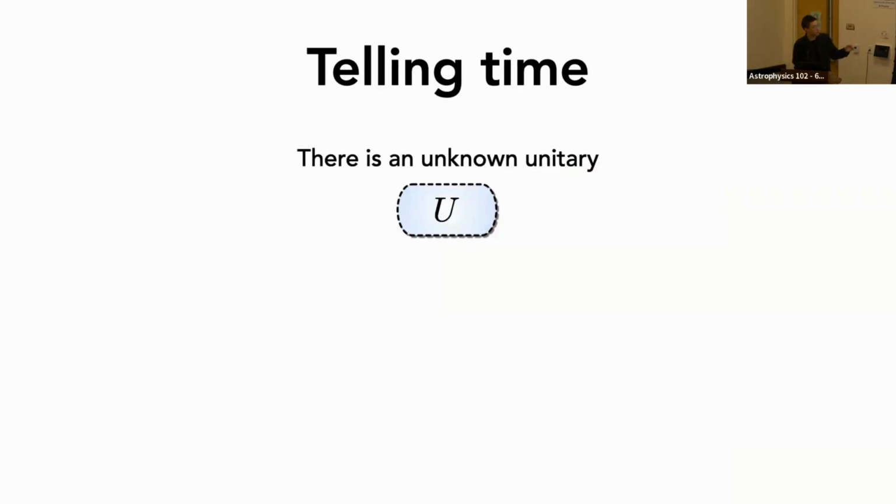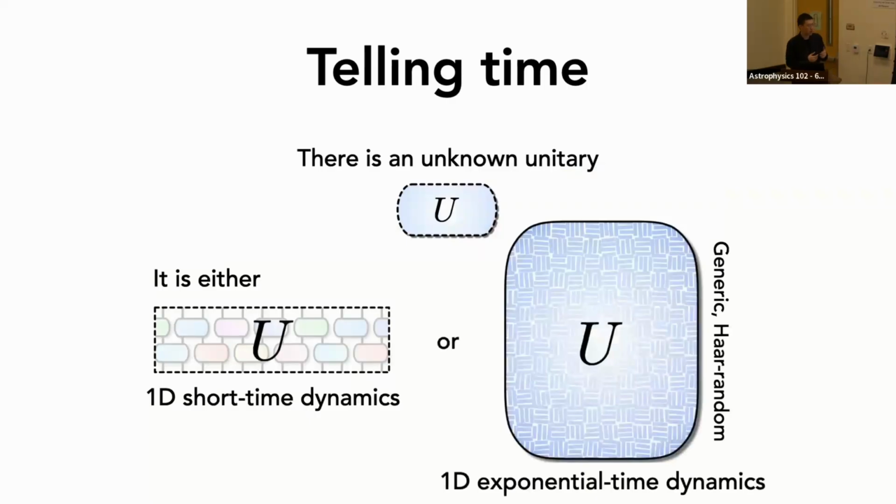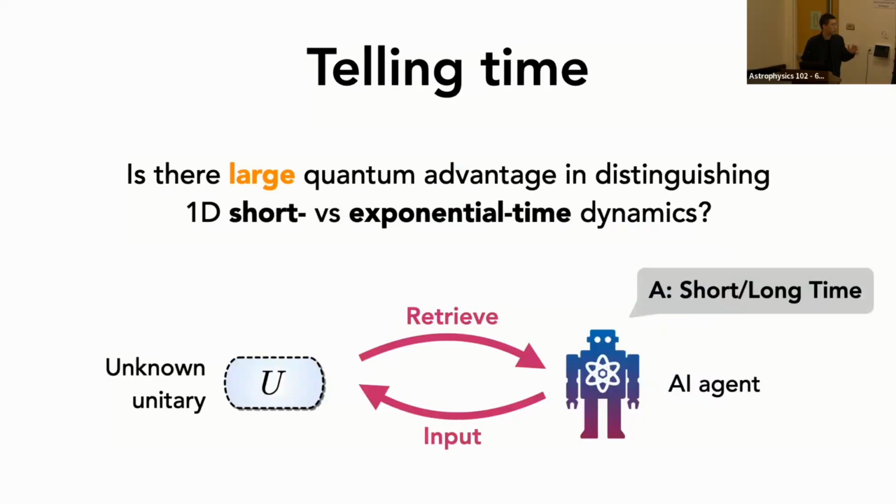The precise setting is there's some unknown unitary U, which is guaranteed to be either some 1D short time dynamics. So it's some unknown dynamics that happens in nature. It's either 1D short time dynamics or it's some 1D exponential time dynamics. Think of that 1D exponential time dynamics as generic, hot, random, and so on. And the question is the following. Can there be some large quantum advantage in distinguishing between short time versus exponential time dynamics?